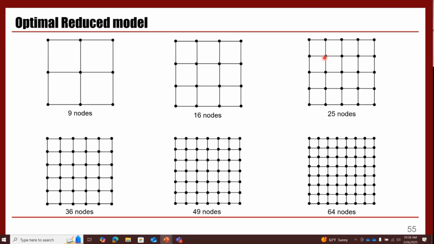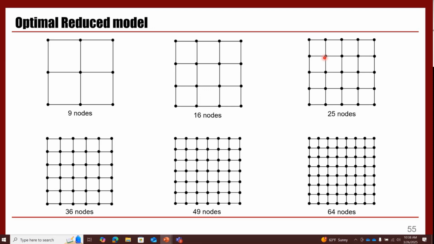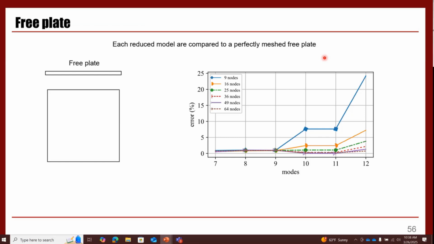After we were able to validate the timing of LEM on the system, we went ahead to try to find an optimal model to represent the 2D system, just like we did for the 1D. So we tested 9 nodes, 16, 25, 36, 49, and 64. And then we created a mass matrix for each of these and modeled this in a free state first. For each of these reduced models, we computed the frequency of vibration for those configurations, and then we compared it to a perfectly meshed free plate, and we computed the error.